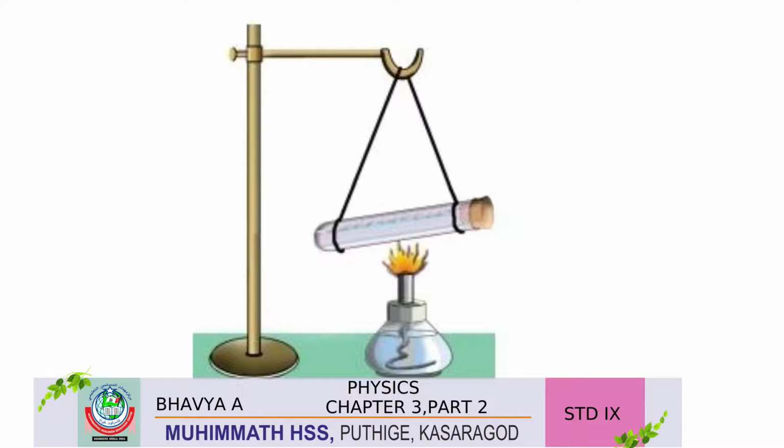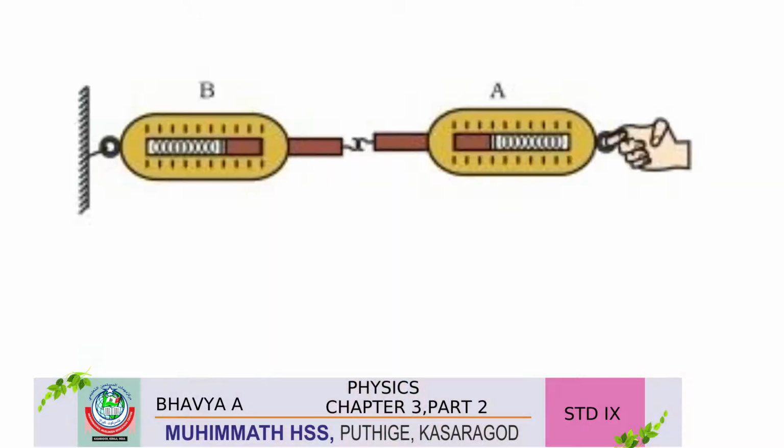Same process, another example. See there, two spring balances, A and B, attached in the middle. If you apply force on spring A, what happens? An equal force is applied at the same time on spring balance B.